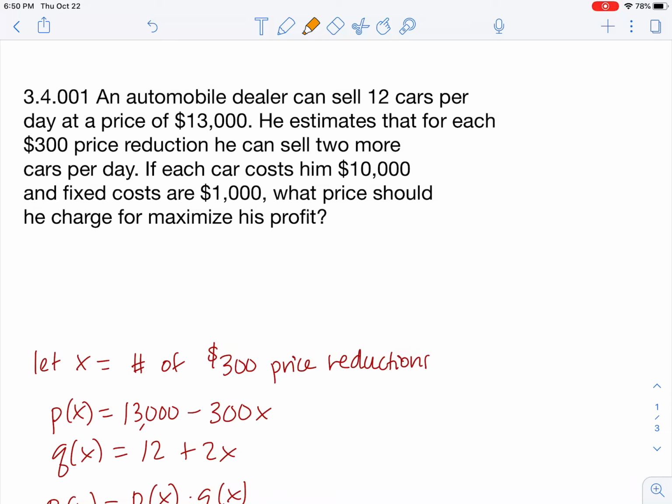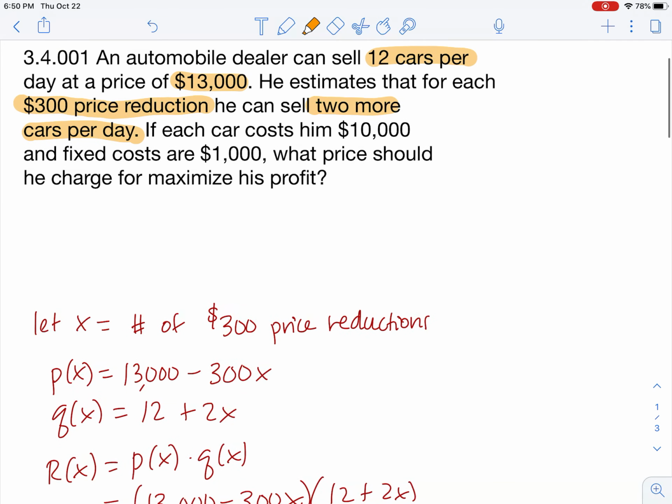So for this problem, we're looking at an automobile dealer. He sells 12 cars a day at $13,000. He estimates that if he reduces the price by $300, he can sell 2 more cars per day. So we have to set up 2 different functions. We have to set up a function for price, and we have to set up a function for quantity.